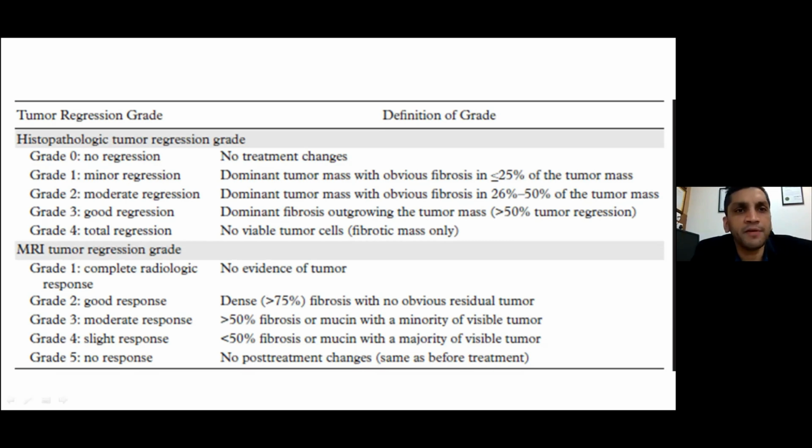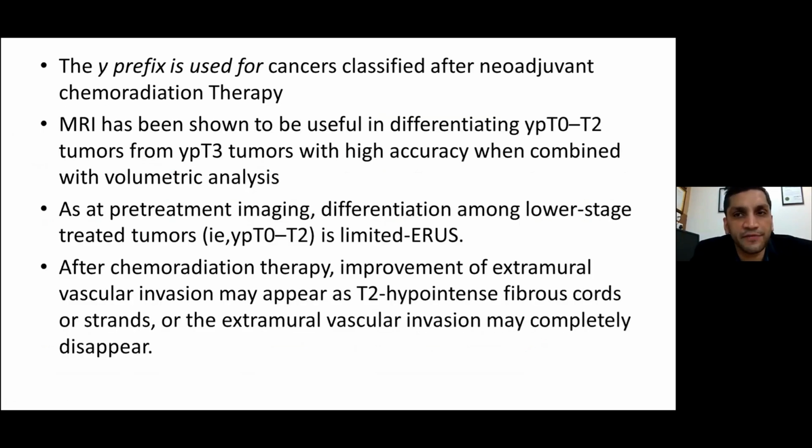The post-treatment Y prefix is added for classification of tumors after neoadjuvant chemo RT, and MRI has been shown to be useful in differentiating between yp T0 to T2 tumors from yp T3 tumors. Again, as I told you initially also, from T0 to T2, MRI is not very sensitive. For that, endorectal ultrasound is better than MRI. However, MRI is useful for the mesorectal spread and to differentiate between T3 tumors and advanced tumors.